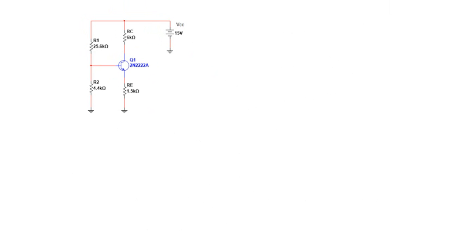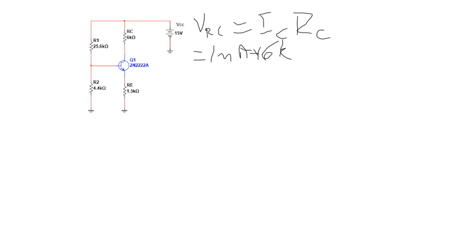But proceeding from there, we can find the voltage drop across the collector resistor, because we know the current flowing through the collector resistor is the collector current. So the VRC is going to be IC times RC, Ohm's law, or 1 milliamp times 6 k ohms. That'll give me 6 volts.